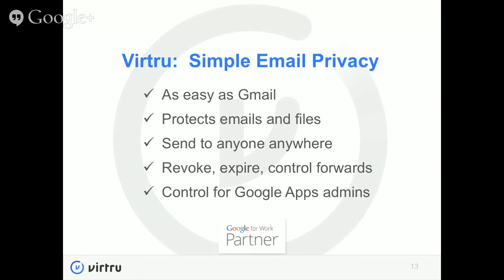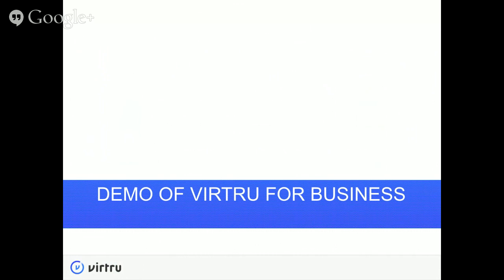So at Virtru, what we've done is we've integrated strong encryption into the tools that you use every day. This includes Gmail, so you can make it as easy as Gmail. And then we've added it to other platforms like iOS and Android, so you can be mobile, and then desktop applications like Outlook, because plenty of people, while they use Google, might sync with their Outlook desktop. And then added additional features like the ability to revoke an email, have it expire, track and control forwarding, and then add capabilities so the Google admin can administer this for their domain. So instead of talking too much about it, I'll go ahead and just show you directly what it looks like.